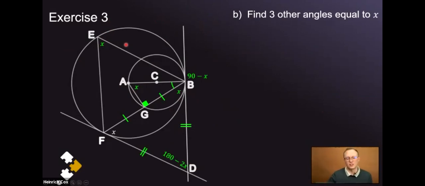Writing the reasons is the next step after actually being able to apply the theorems, right? So that's part of our being able to drive this car.